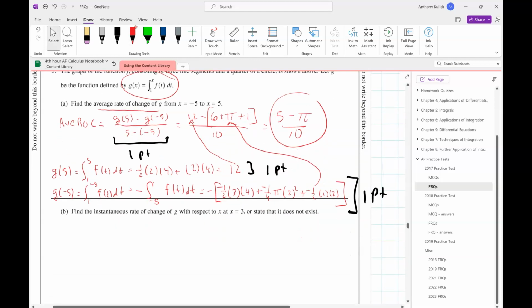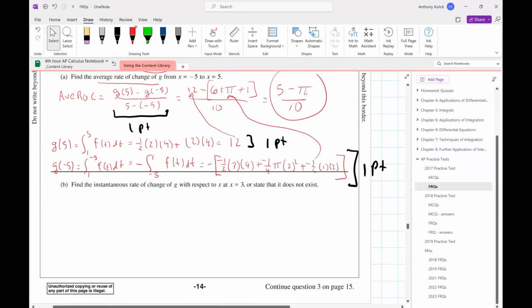Okay. All right. Part B says find the instantaneous rate of change of g with respect to x at x equals 3, or state that it does not exist. Instantaneous rate of change is? Derivative. Bang. So what is the derivative of g?